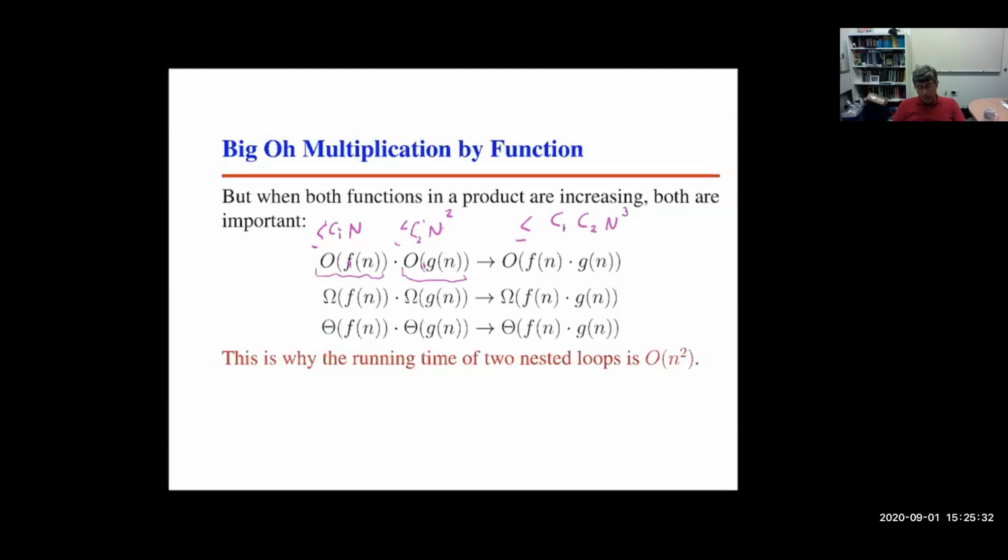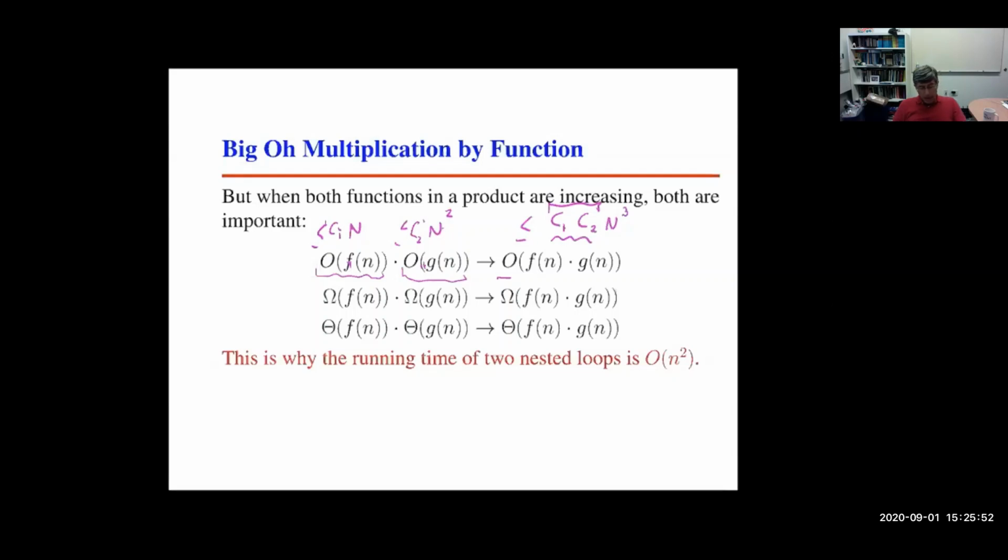So what does that mean? We now have a constant such that this is less than or equal to the constant formed by the product of these two times n cubed. That means that the product of these two functions is big O of n cubed.